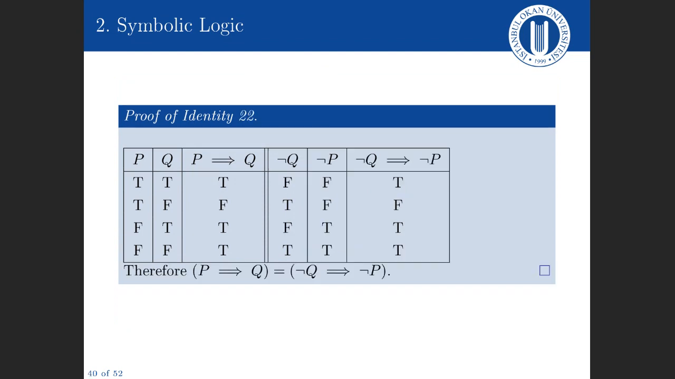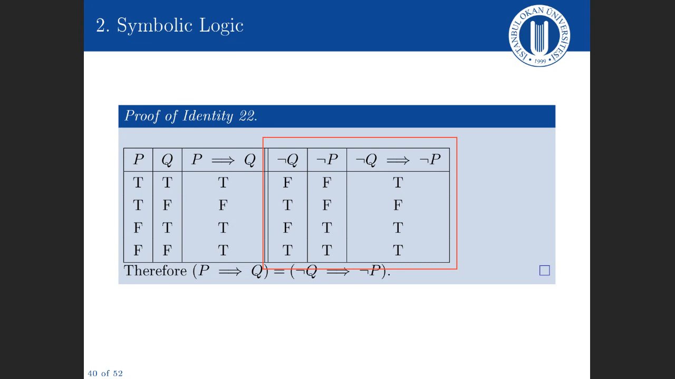We can do another one. Prove the final one, prove identity 22. Left part of the table is the same, so I won't dwell on that. I want a column for not Q, which needs to be the opposite of the column for Q. And I need a column for not P, which must be the opposite of column P. And then I'm just going to look at the right side of the table.